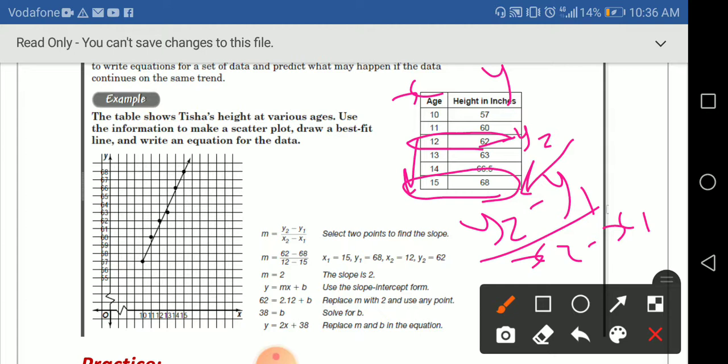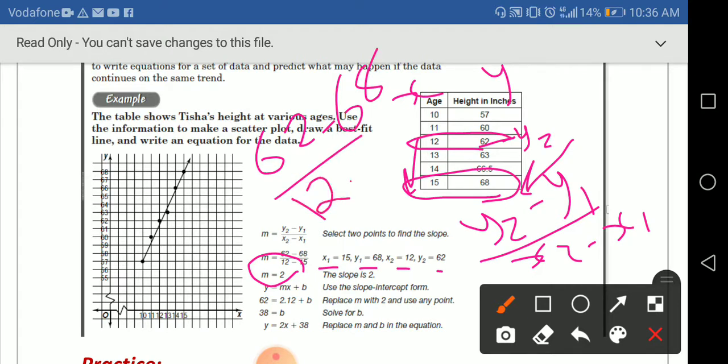Don't panic. After doing this, I write it here for you: x sub 1 equals 15, y sub 1, x sub 2 and y sub 2. After doing so and simplifying, the slope will be 2. After simplifying, 62 minus 68 over 12 minus 15. 62 minus 68 gives you negative 6, and 12 minus 15 gives you negative 3. Negative goes with negative, 6 divided by 3 gives you 2.